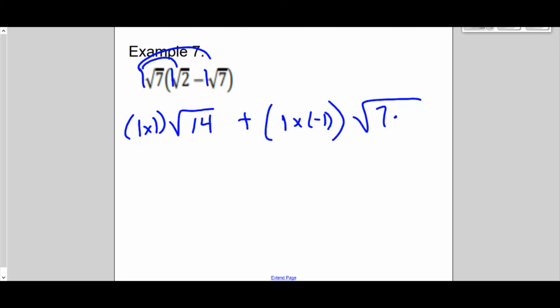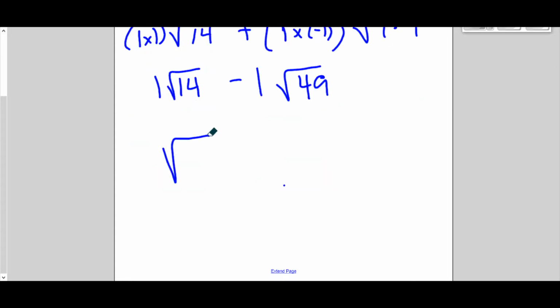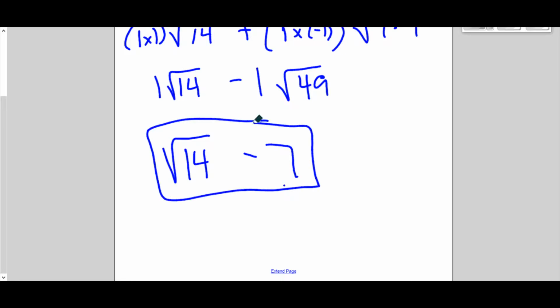And I'm just going to show this multiplication so you can see it. So 1 times 1 gets you 1. So this is 1 square root of 14. 1 times negative 1 gets you negative 1. 7 times 7 is 49. But we know the square root of 49 is 7. So we could just write this as the square root of 14 minus 7. So that would be our answer there.